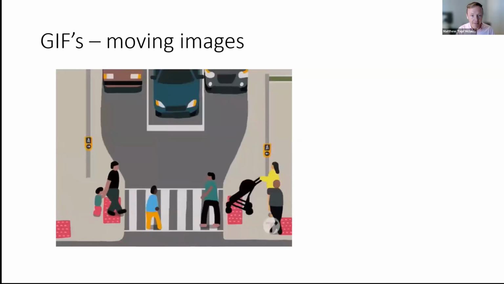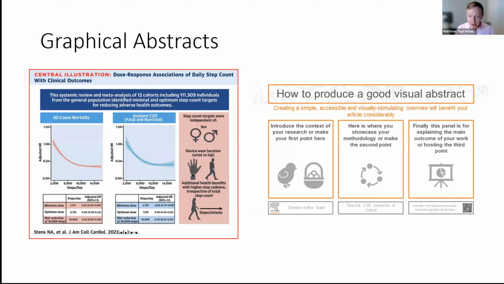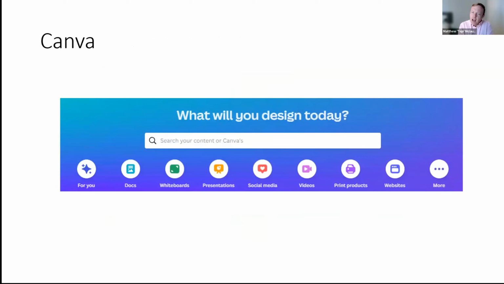Another option: GIFs, moving images, graphical abstracts. Similar to an infographic, but specific to one particular article. And it's great to see that some journals are now starting to require things like this to help communicate a specific journal article.